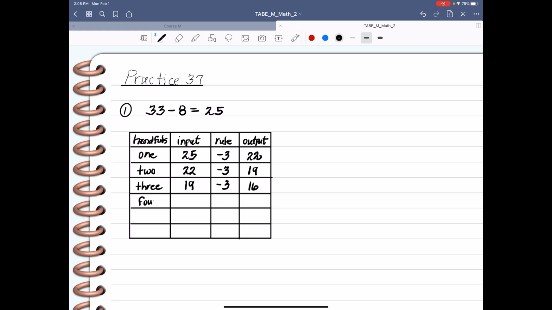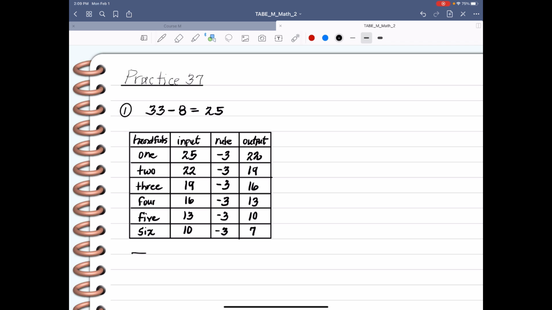On the fourth handful, there are 16. He eats 3, and so there are 13. On the fifth handful, there are 13. He eats 3, so there are 10. On the sixth handful, there are 10. He eats 3, so there are 7.